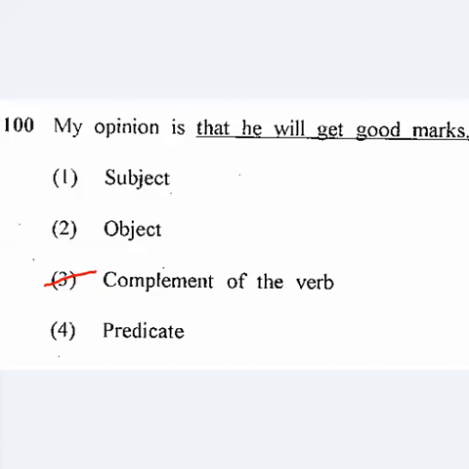Suppose we have a question, my opinion is that he will get good marks. Then what does the underlined phrase represent? This means getting marks is a verb, that he gets marks, but he will probably get good marks. That denotes the complement of that verb, means getting marks. So the third option is the correct one.